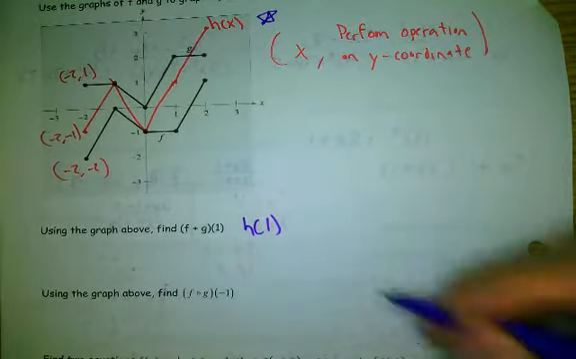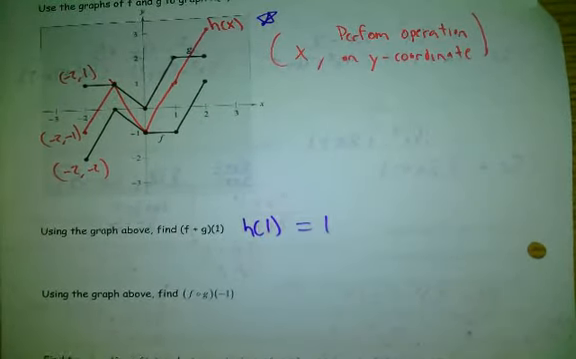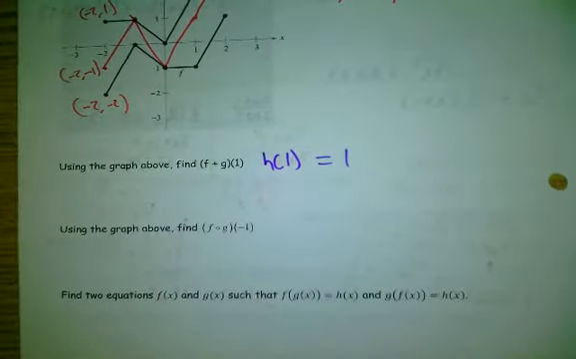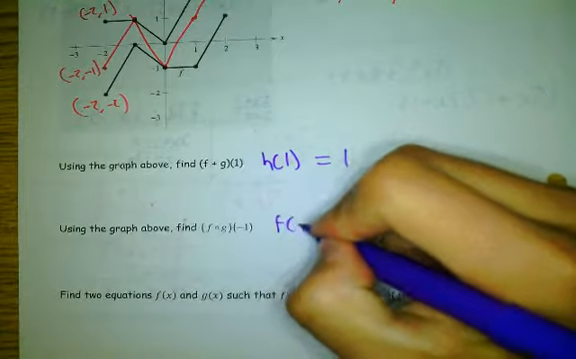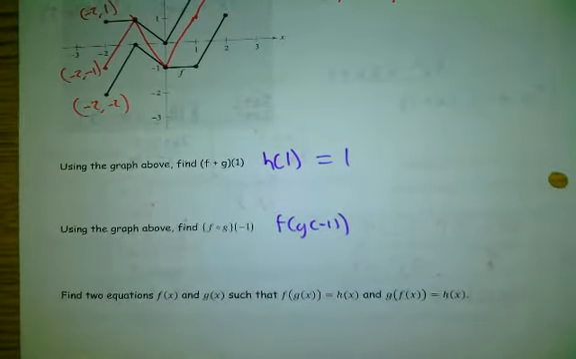Use the graph above to find f of g of negative 1. So I'm asking you to find f of g of negative 1. Agreed? If I rewrite it, that's how it would look, correct? Can I use the red graph to answer that question? Can I use h of x to answer that question? Why not? It's not using that function, correct? Do I have a graphical representation of f of g of x?